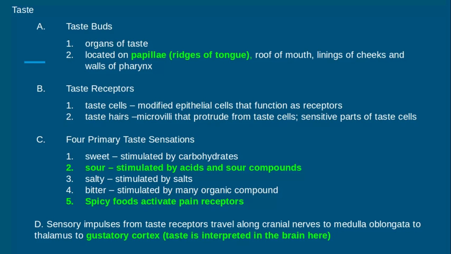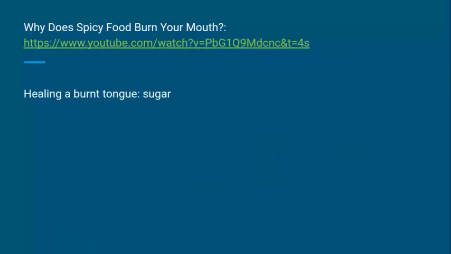And then on D, our sensory impulses travel along our cranial nerves to what's called the medulla oblongata, to the thalamus, to what's called the gustatory cortex. So our taste is interpreted in the brain in this. And here is a visual or picture of our tongue and the papillae. Our tonsils, some of you had to get those removed, possibly the epiglottis, just as a visual here.